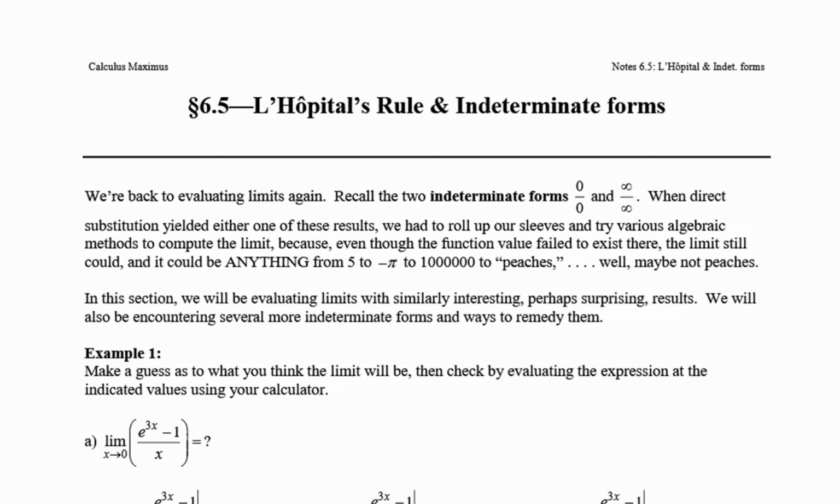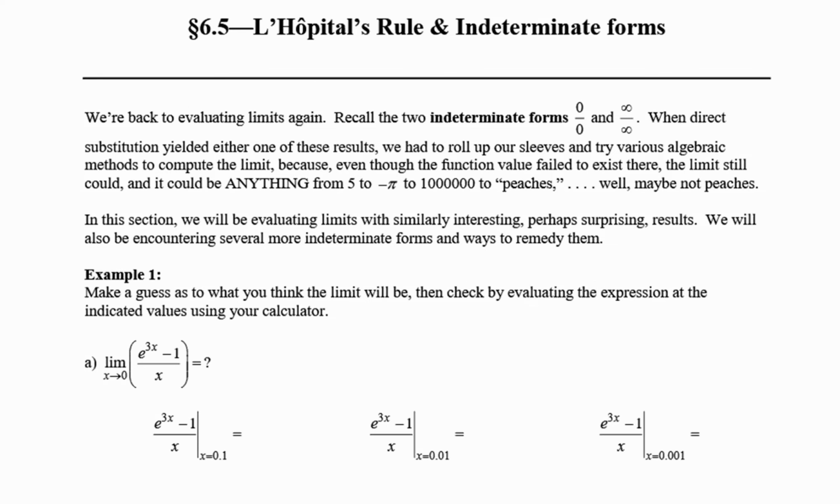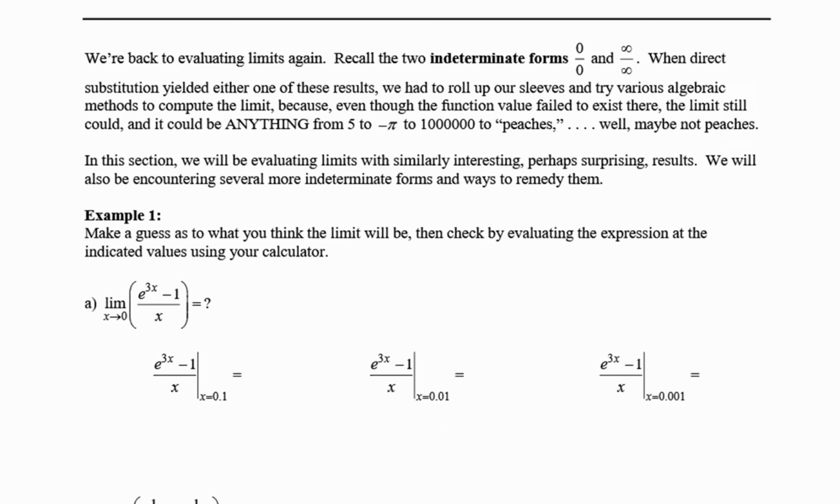We have section 6.5, L'Hopital's rule and indeterminate forms. So we're back to limits again. We have two indeterminate forms: 0 over 0 and infinity over infinity. If we evaluate a limit using direct substitution and get either one of those, we have to try something else. So now we have some other thing that we could try.